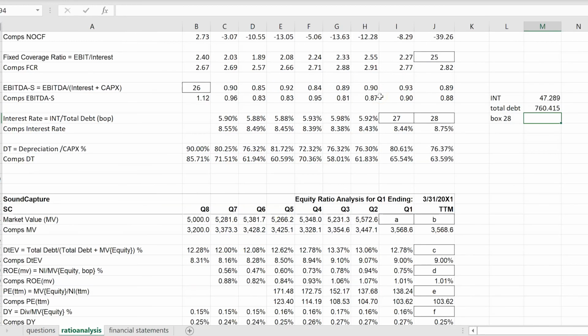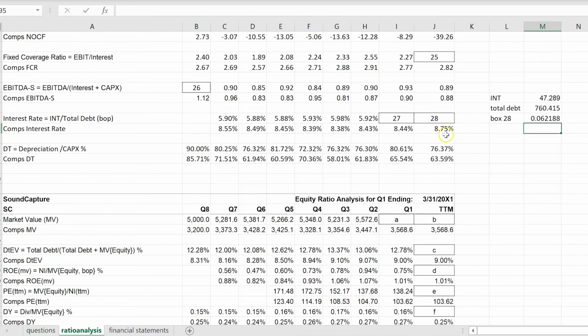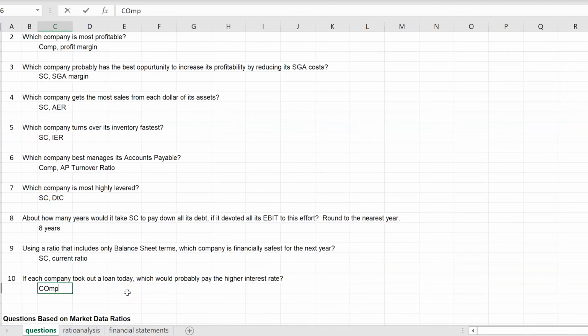To solve for the interest rate ratio, we just take the interest and divide by total debt. And we get roughly 6.22%, which is lower than its comparable's interest rate. So we go back to this question, which company pays the higher interest rate? It does look like the comparable company would be most likely to pay a higher interest rate just based off the interest rates they are currently paying. So we're going to say the comparable, and we're going to say because we looked at the interest rate ratio.